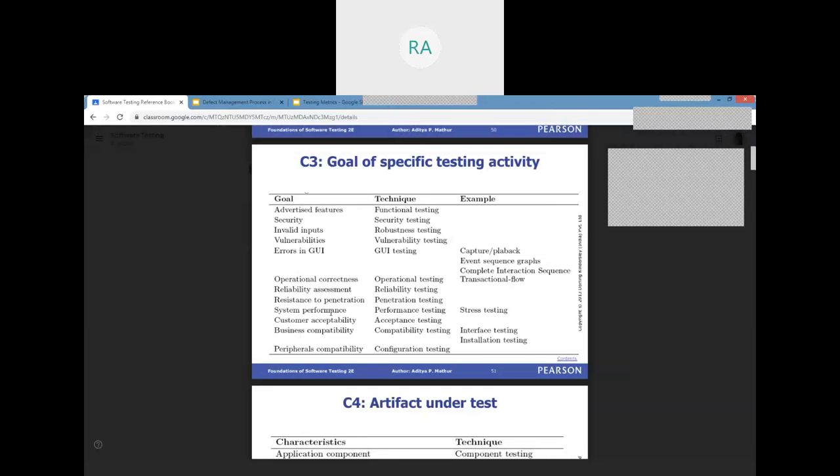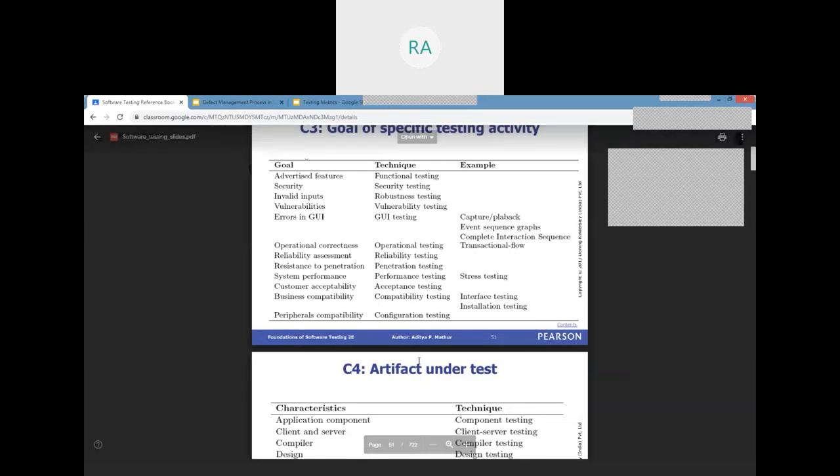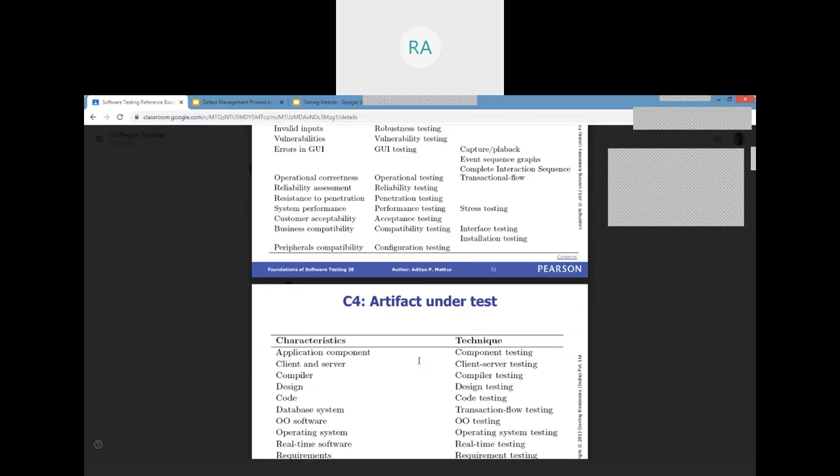Performance also matters a lot. Performance testing, and you have so many examples they have given. If you remember one or two, it is more than enough, but the definition is more important. Understanding the definition, understanding the classes and categories is most important. After that, the last category that I have is artifact under test.